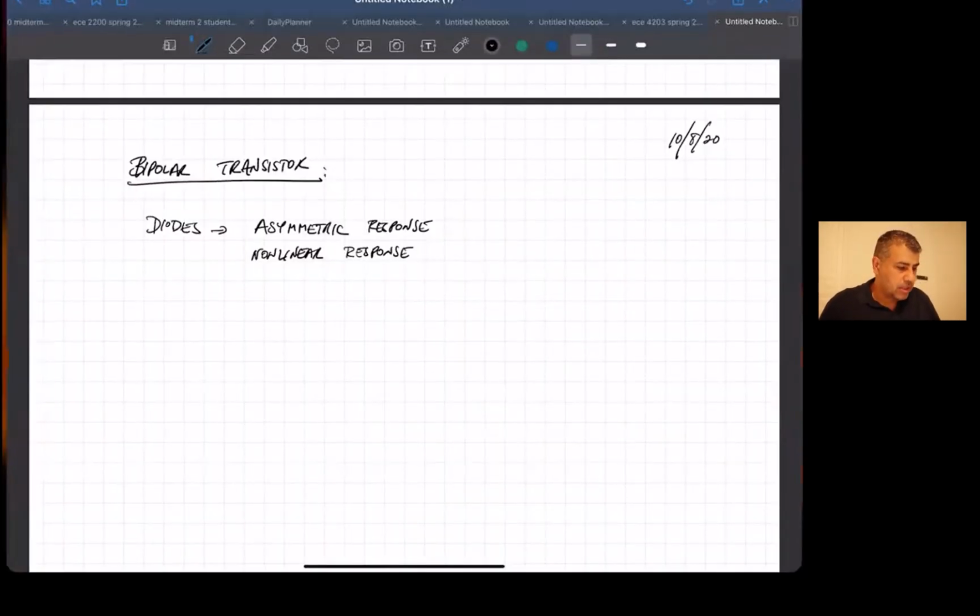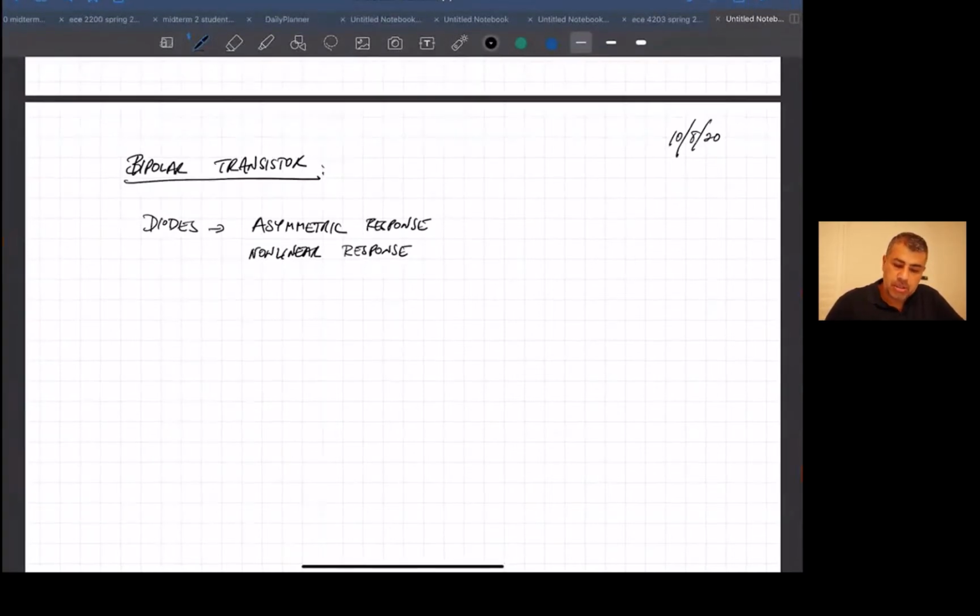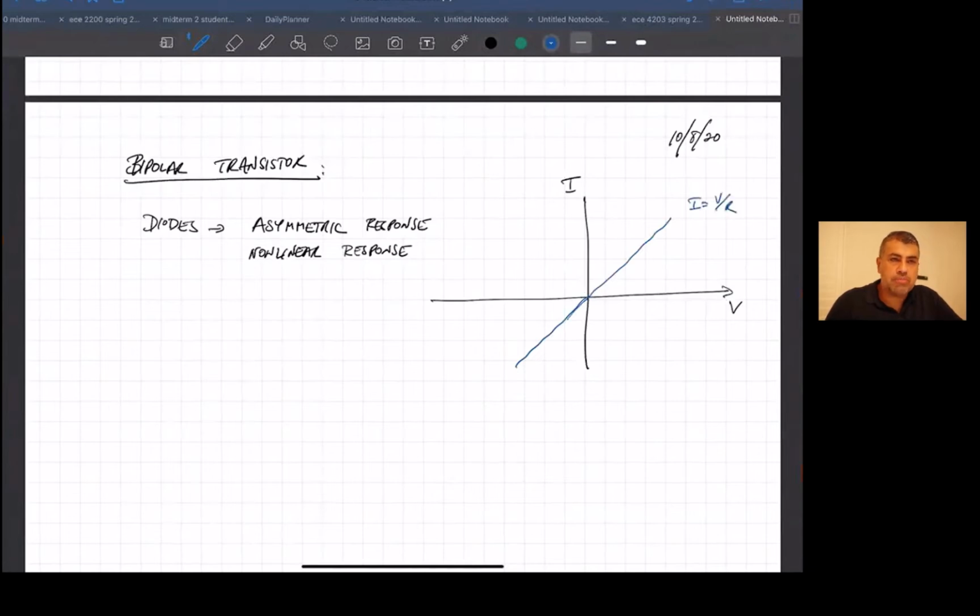Okay, sorry guys. So anyway, to me the main benefit diodes gave us was an asymmetric response. For example, if you look at this voltage versus current curve, for a resistor you basically have just I is equal to V over R. It doesn't matter if V is negative or positive, that's your equation. But for a diode, we get this nonlinear response. So we can basically use it to do more things.